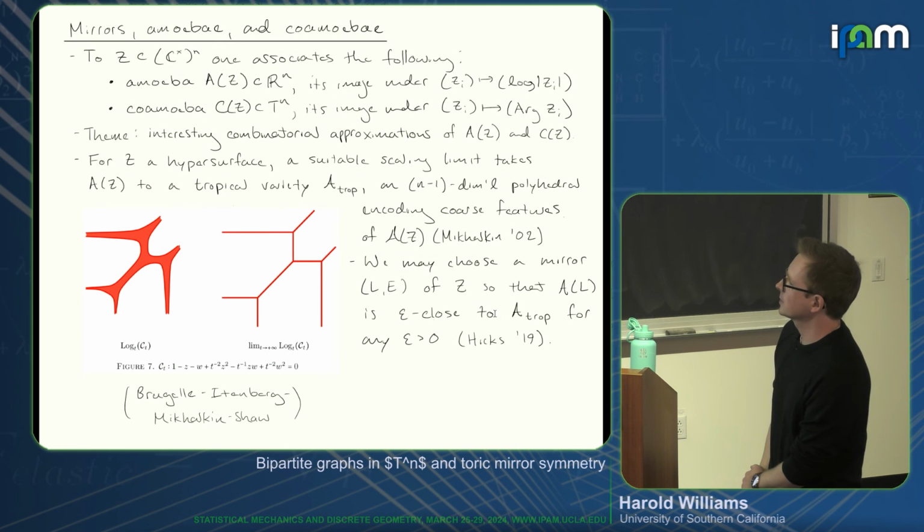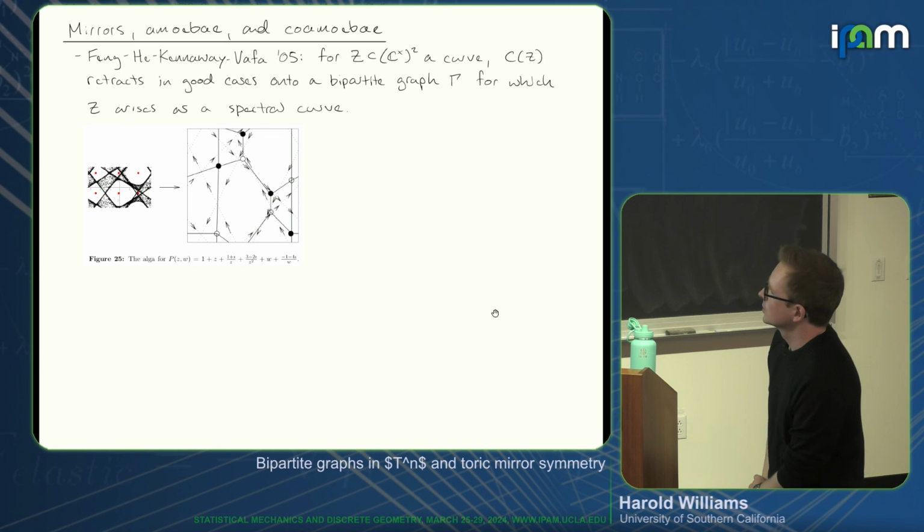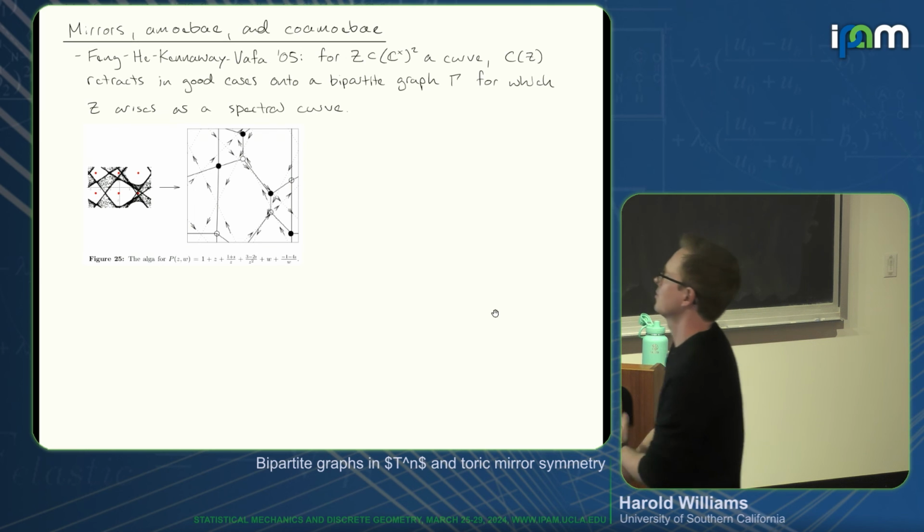All right. So there's amoebas. Let's talk a bit about coamoebas. So these have been studied a bit in the math literature, as I mentioned, by Passare and Nisse especially. But they were kind of independently considered in the physics literature, and more or less, I think, around the same initial time. So in particular, there's a very influential paper of Feng, He, Kennaway, and Vafa. So they use the term algae for what I'm calling coamoeba. And they discovered the following phenomenon.